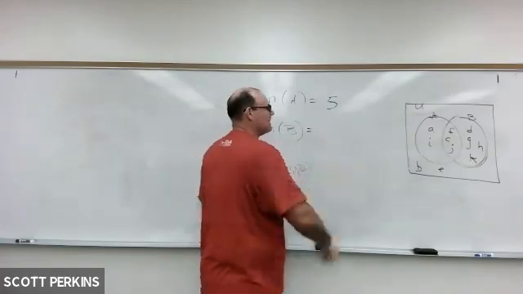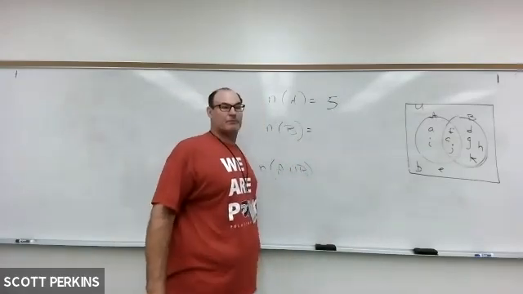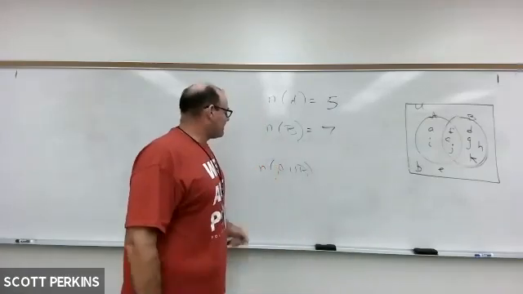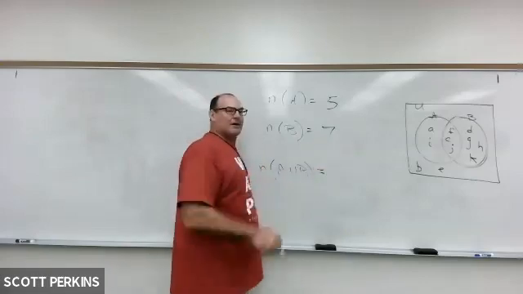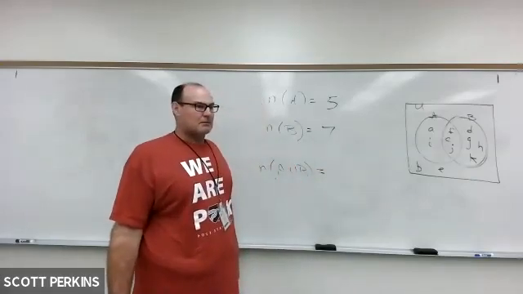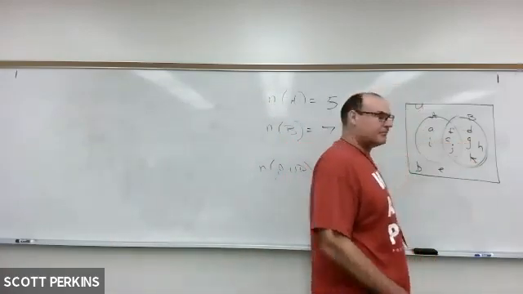Okay, so let's try this. What's the cardinality of set B? Okay, in that case, it's 7. And then what's the cardinality of the union of these two things? 1, 2, 3, 4, 5, 6, 7, 8, 9.